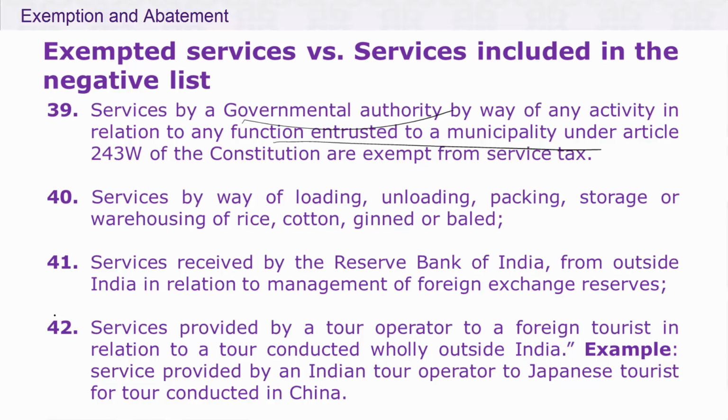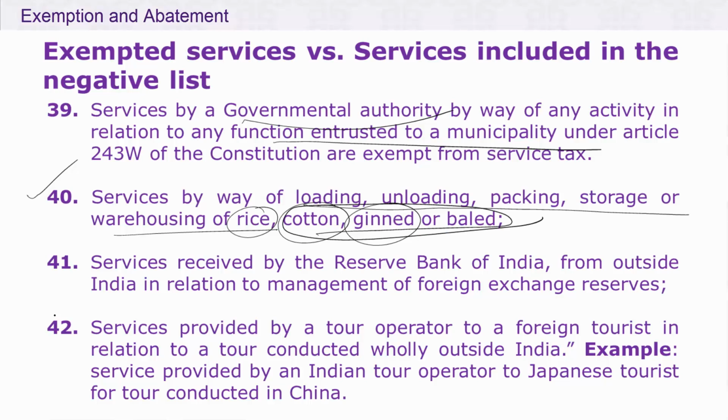Entry number 40, loading, unloading, packing, storage. Very important. Loading, unloading, packing, storage or warehousing of rice, cotton, ginned or baled. Ginned or baled cotton, not raw cotton. If it is raw cotton, loading, unloading, packing, storage is under negative list 66D. But rice is not an agricultural produce, so rice is not under the negative list. Rice is taxable, but it is exempt here. Now ginned or baled cotton is not in the negative list, but it is in the exemption list. Loading, unloading, packing, storage or warehousing.